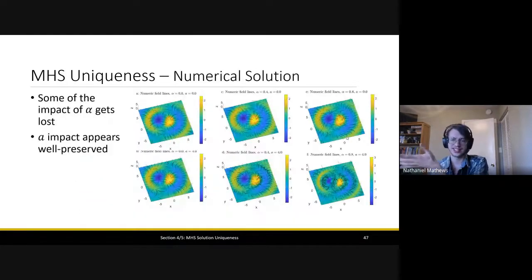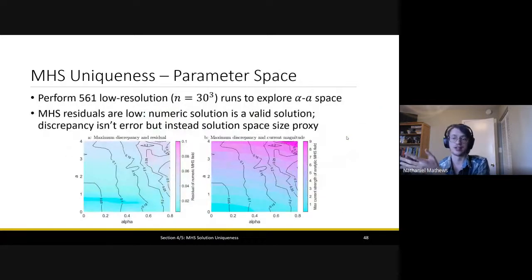So rather than look at 6 test cases, I look at 500 of them. And here's this alpha A coefficient space. And these are contours of how different the two solutions are. The color in this left picture is how valid the MHS numerical solution is, how well the numerics converged. So when this color is bright, we don't necessarily trust that the numeric field is a valid MHS field. But for the most part, we do trust that. And it's just that it's different from the analytic one.